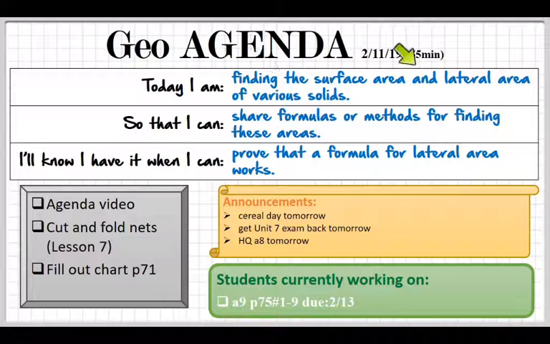So today this is what you guys are doing. You guys are finding the surface area and lateral area of various solids so that you can share formulas or methods for finding these areas, okay? And then you'll know you can do it when you can prove that a formula for a lateral area works.